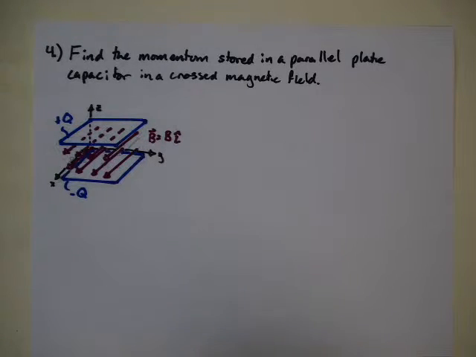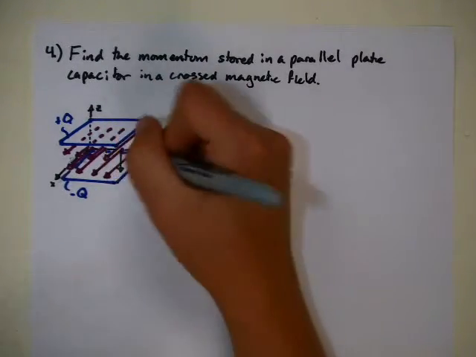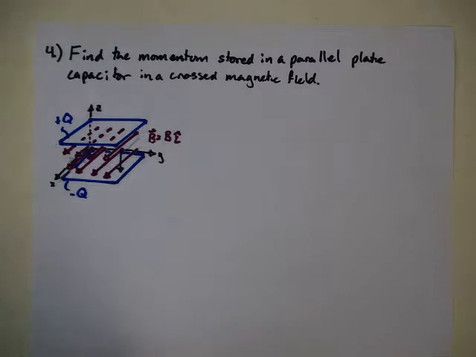In this problem, we're asked to find the momentum stored in the fields if we have a parallel plate capacitor, and we set this parallel plate capacitor into an external magnetic field. The magnetic field is going to point in the positive x direction, and we know from the parallel plate capacitor that we're going to get a field in the minus z direction.